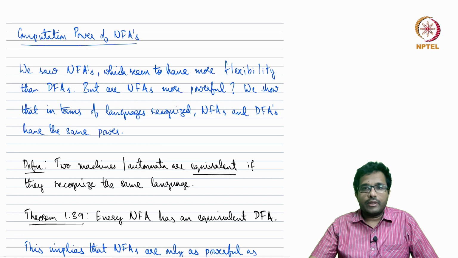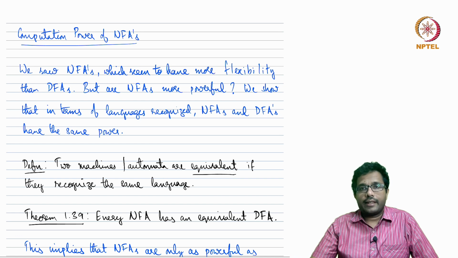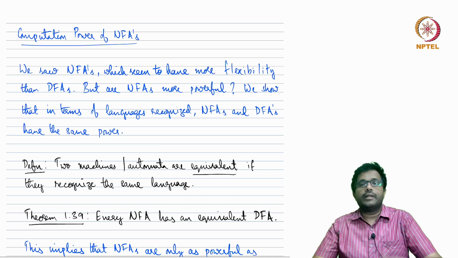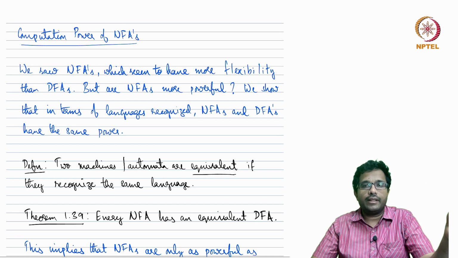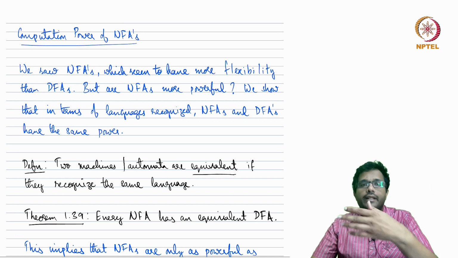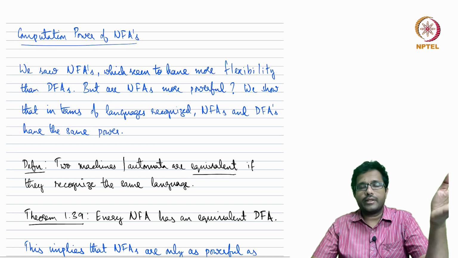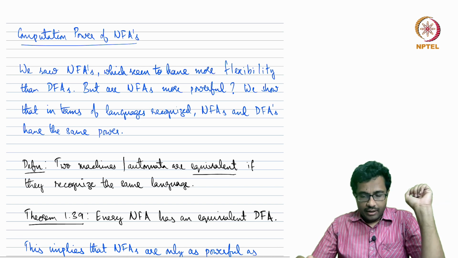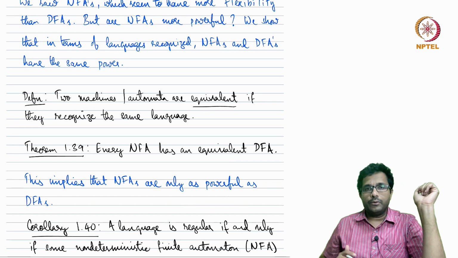And we actually show that NFAs and DFAs have the same power, at least in terms of the class of languages recognized. Which means that anything that an NFA can do, there is also a DFA that can do the same thing. Meaning, if there is a language that is recognized by an NFA, then you can also write a DFA for the same language. So there is no language that an NFA can recognize but a DFA cannot. Towards this end, we need some basic definitions, and then we'll proceed to the proof.